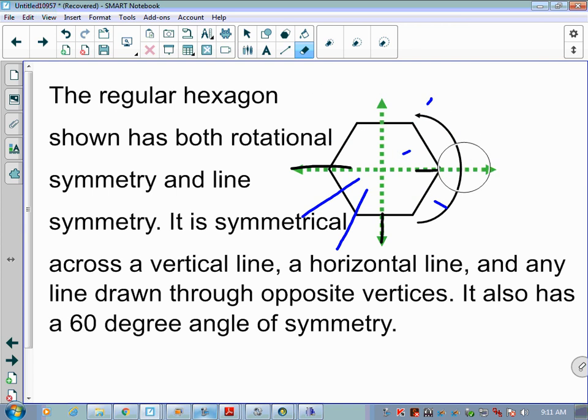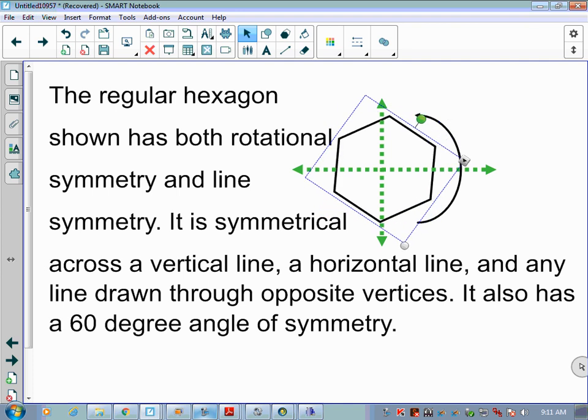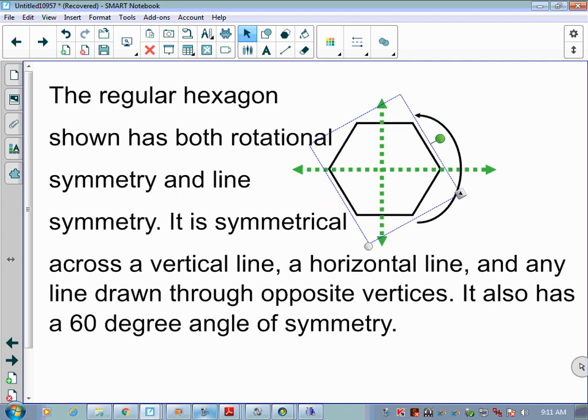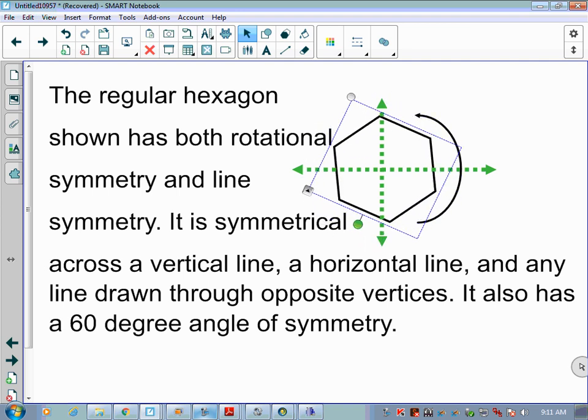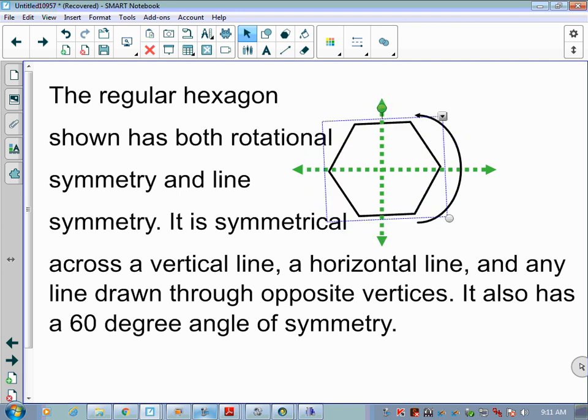Okay? So let me erase some of this. The other thing I want you to see is the rotational symmetry that it has. And I don't know if, yeah, I can do this. All right, so, okay, 1, 2, 3, 4, 5, 6. All right, so in order for me to find the number of degrees, I would take 360 and divide that by 6, and that's how I'm going to get 60 degrees of angle rotational symmetry. Does that make sense?